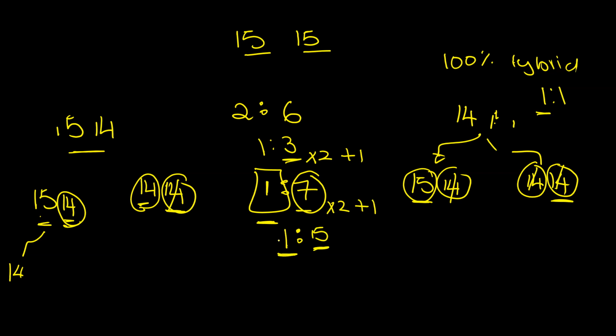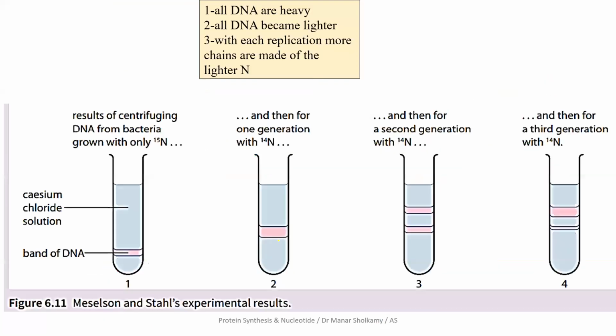Clear? Okay? Now you need to understand it because they got a lot of questions here. This is before they mix it with the light nitrogen. This is the position of the heavy DNA at the bottom. All the DNA is heavy. I will mix it with the light nitrogen. It will now replicate by the semi-conservative replication. All the DNA will be hybrid. It will move and it will be in the middle. This is the position of the hybrid. Ratio 1 to 1. Okay?